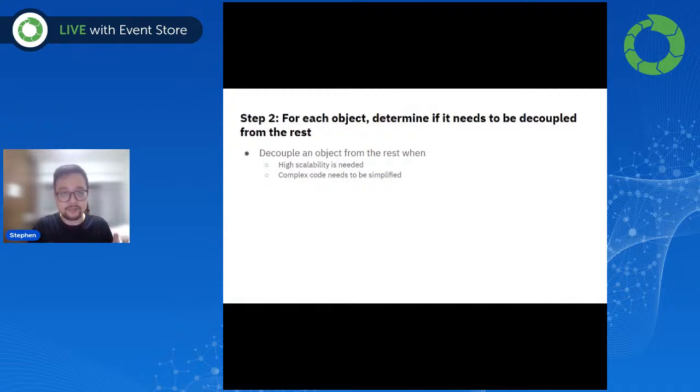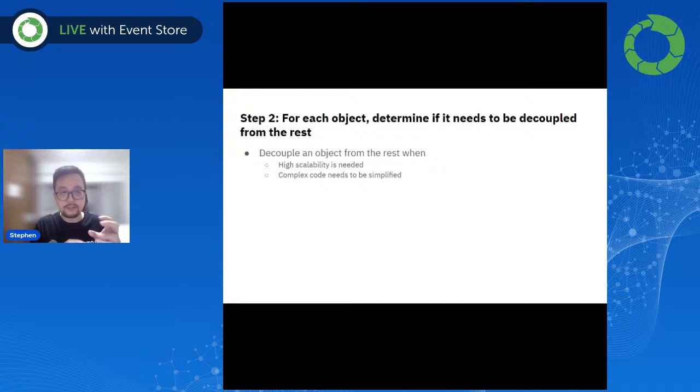So the second step is that for each object in a boundary, we need to determine if it needs to be decoupled from all the other objects. Loose coupling between objects is usually needed for a few reasons. Firstly, possibly a higher scalability is needed, but also to simplify code bases that are often very complex or getting more and more complex. The high scalability is often only required for certain objects, usually when a large number of users need to update a single object at the same time.